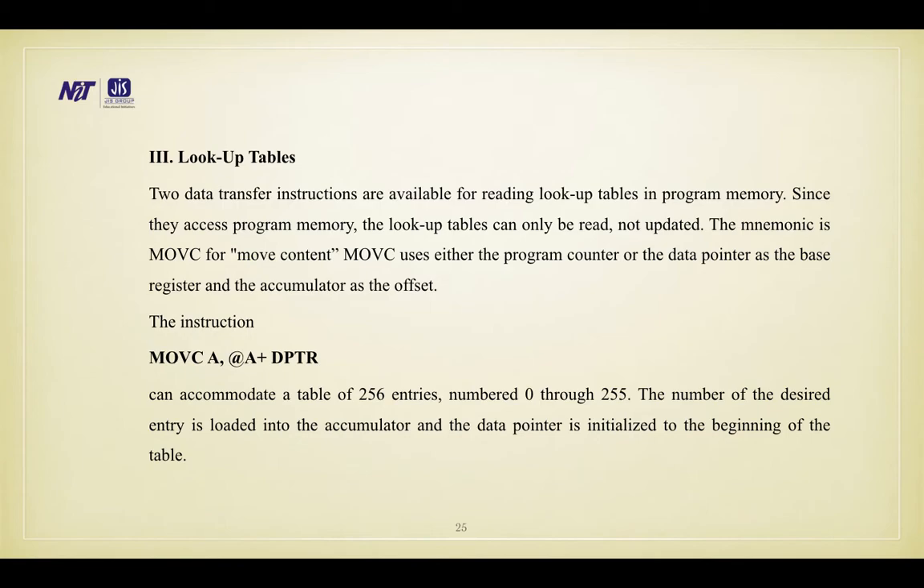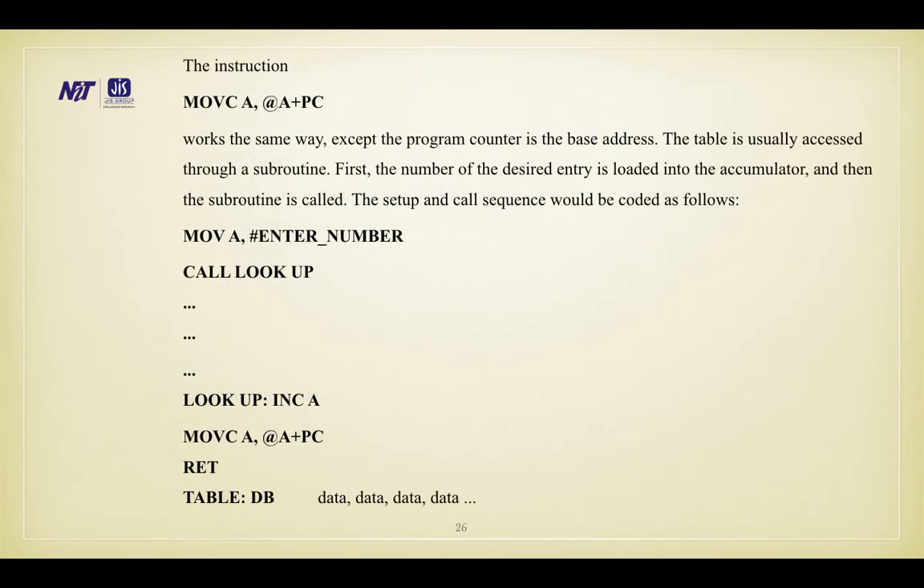The mnemonic is MOVC, move code. MOVC uses either the program counter or the data pointer as the base register. The instruction MOVC A, @A+DPTR can accommodate a table of 256 entries numbered from 0 to 255. The number of the desired entry is loaded into the accumulator and the data pointer is initialized to the beginning of the table. The instruction MOVC A, @A+PC works the same, except the program counter is the base address.